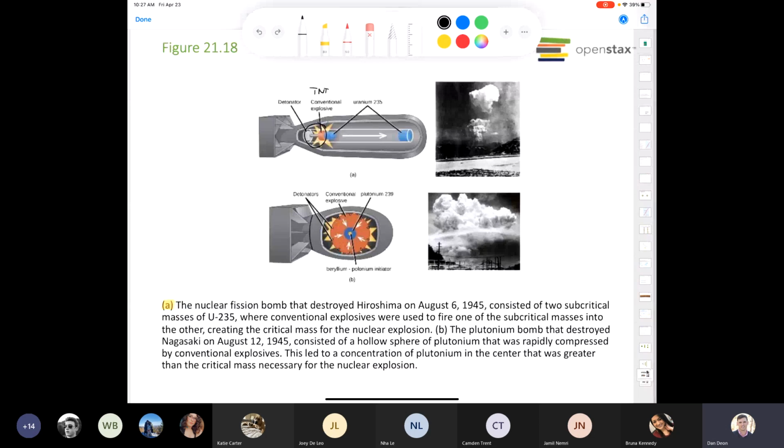Now, I don't remember the names of the bombs. I'm sure that somebody in the class could tell me the names of those bombs. That's neither here nor there. It's got nothing to do with the class.